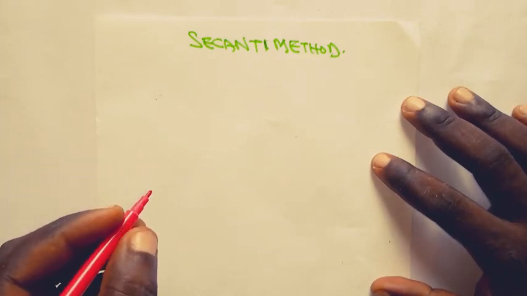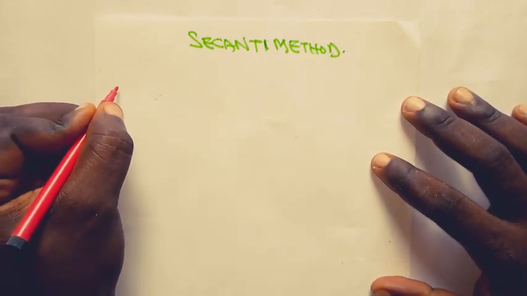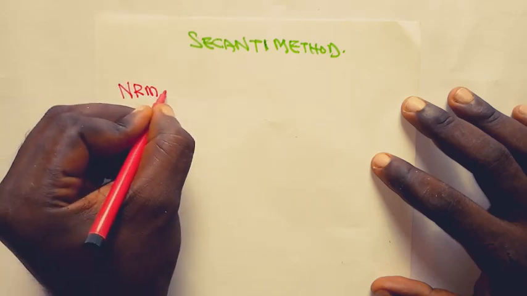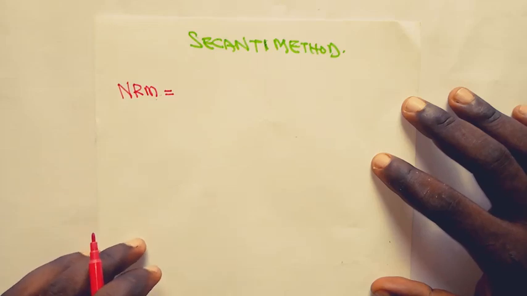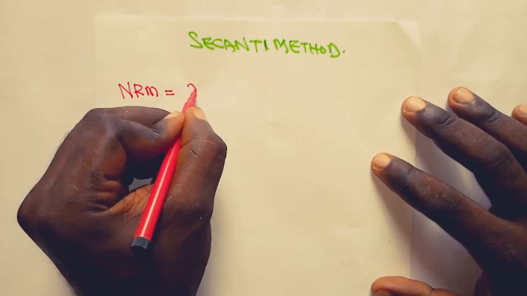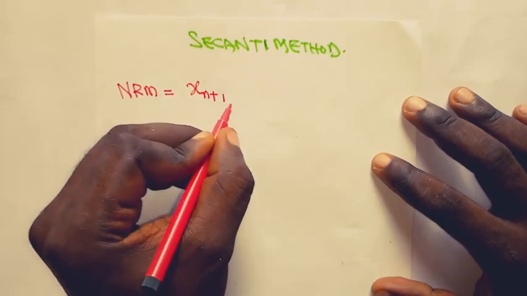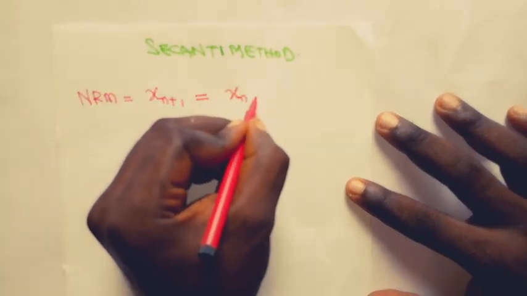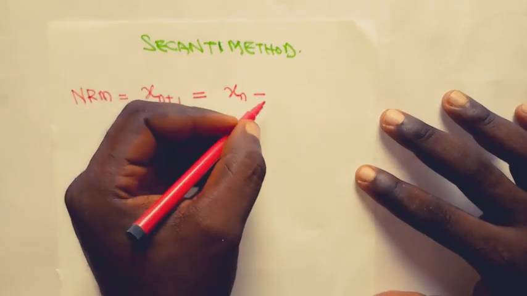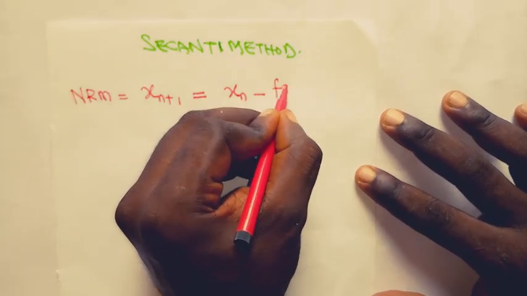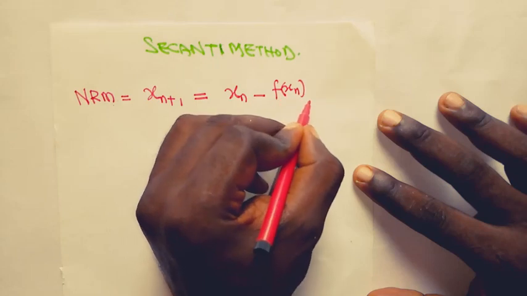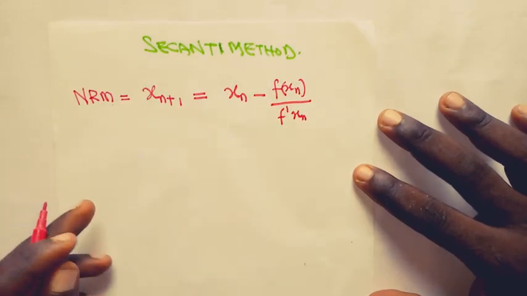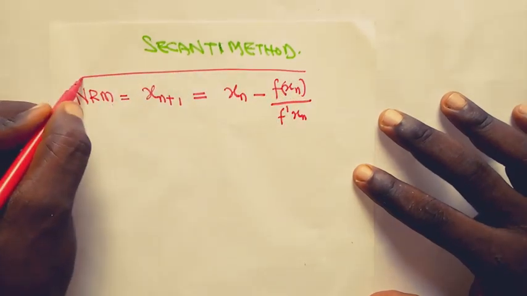Remember, Newton-Raphson's method, short NRM, is given by the formula x_{n+1} equal to x_n minus f of x_n divided by f prime of x_n. So this is Newton-Raphson's method.